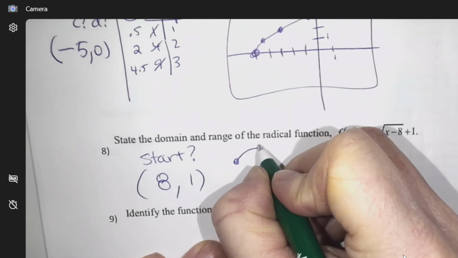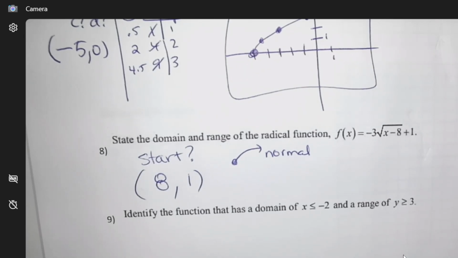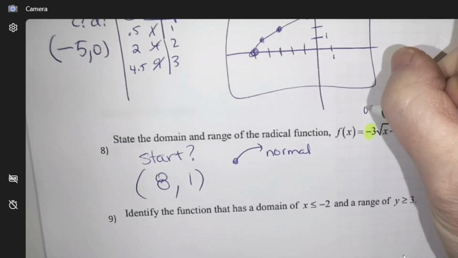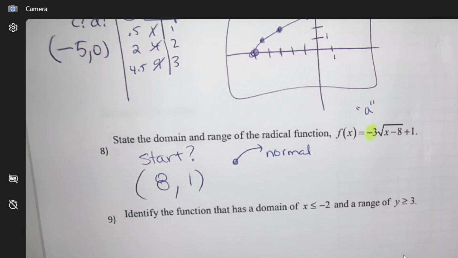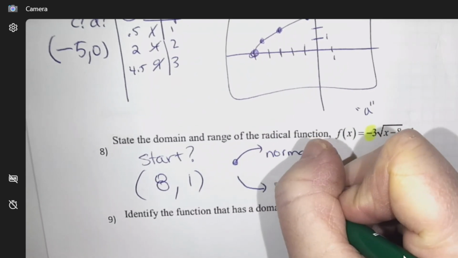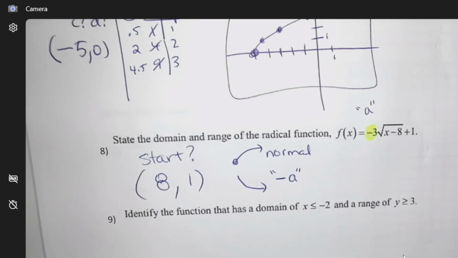And this is normal. That's normal. We're not normal though. Why? There's a negative which causes a reflection. So which way do we reflect? We have to change the heights, negate the heights.